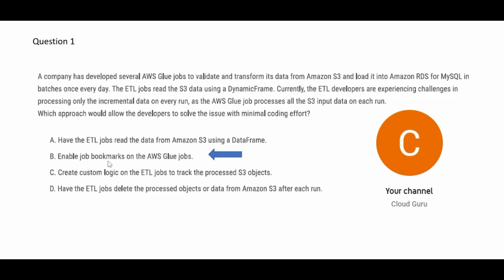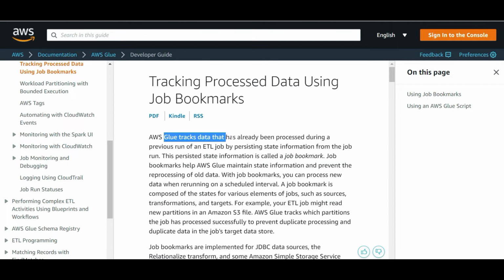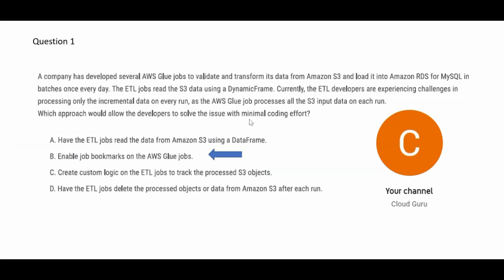Why? Because Glue gives you this feature of bookmarks, where Glue tracks data that is already processed. Since Glue itself is tracking it, this is a feature of Glue. Job bookmark is a feature of Glue. Hence it suits this one, minimal coding effort. We are not coding anything. AWS has already given it. We are just using it. Hence, since it says minimal coding effort, this looks correct.